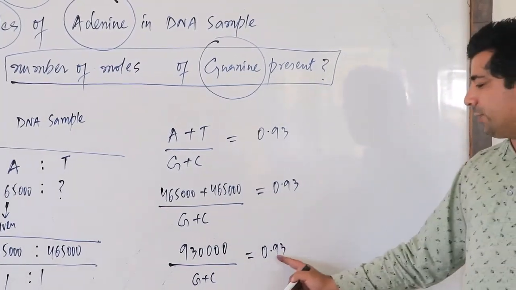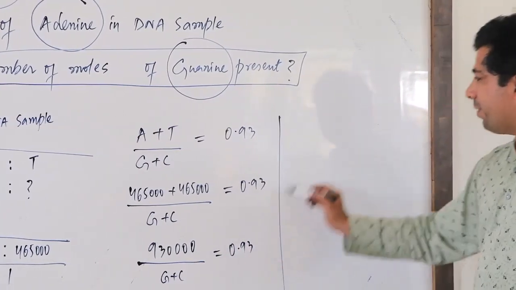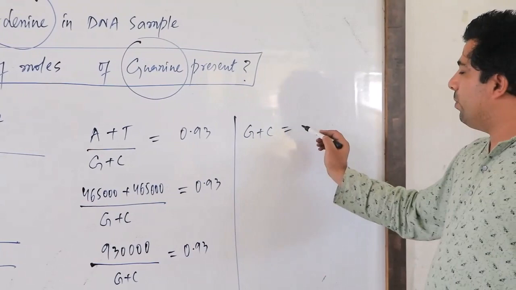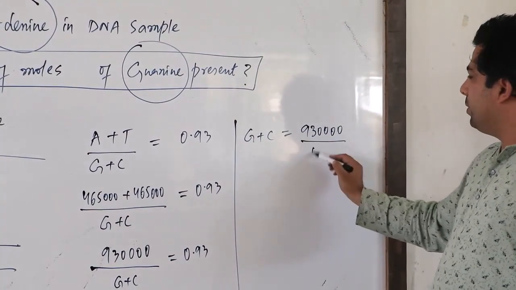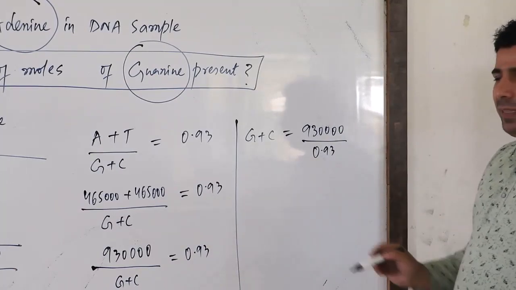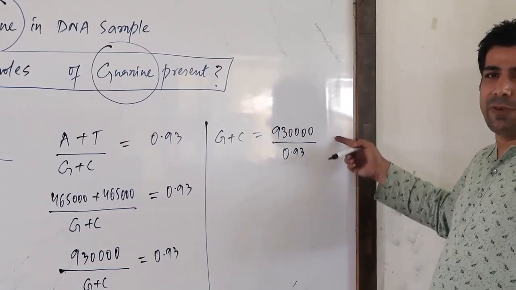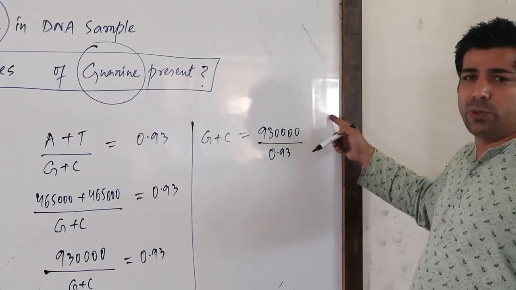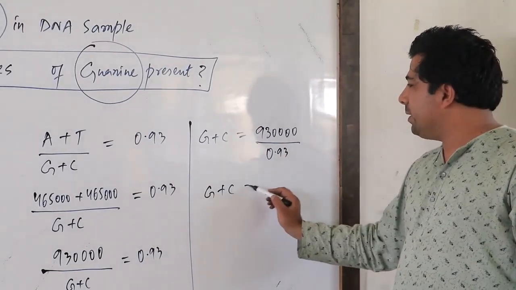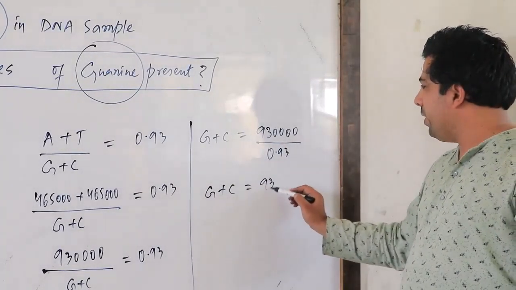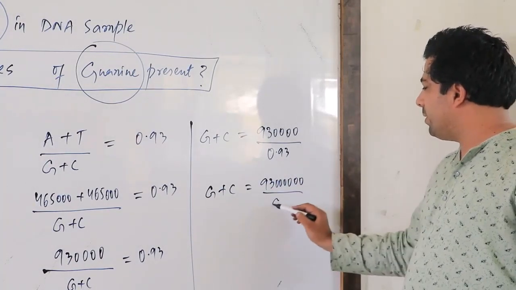Now I will take this 0.93 down and G plus C on this side. So what should I get, my dear friends? I will get G plus C is equal to 930000 upon 0.93. Correct? This 0.93 can also be written as 93 into 10 raised to the power minus 2. 10 raised to the power minus 2 will go up, it will become 10 raised to the power 2. So 2 more zeros will come here. So it will become G plus C is equal to 930000 and it will bring 2 more zeros, divided by 93.